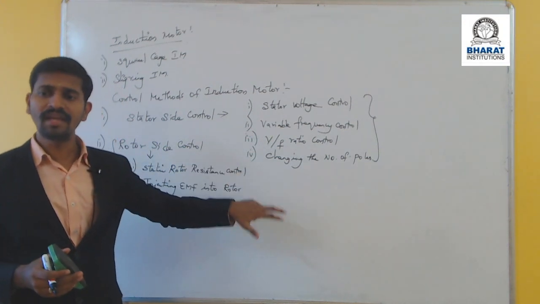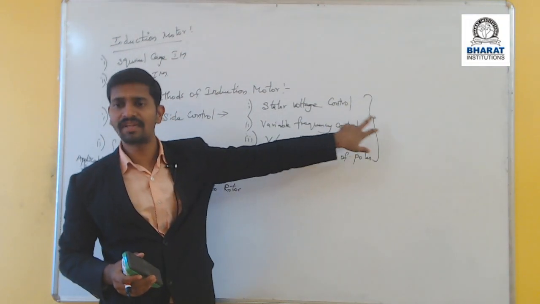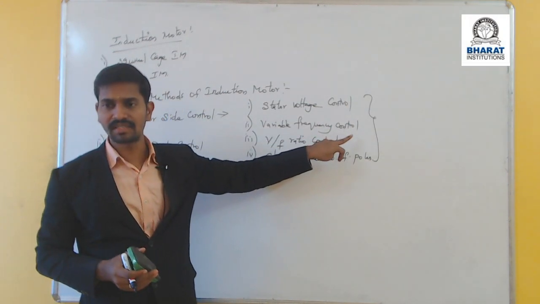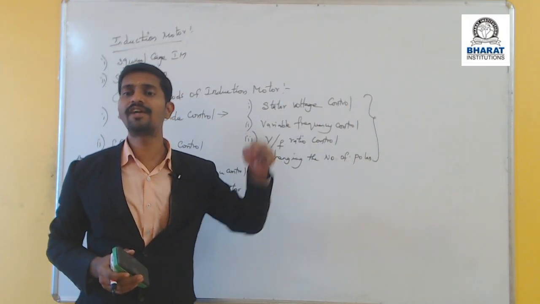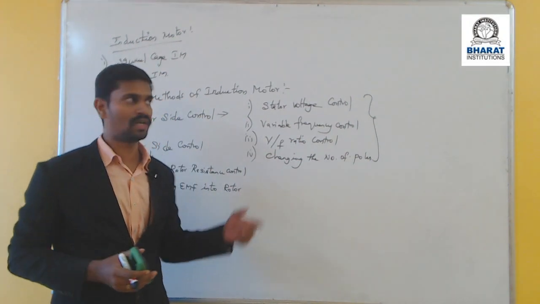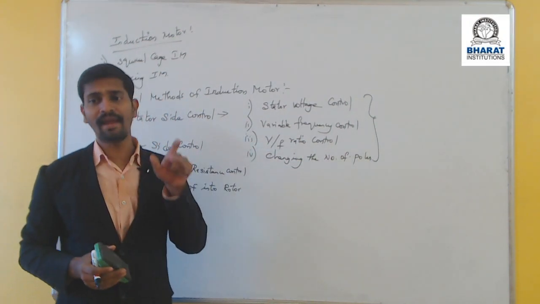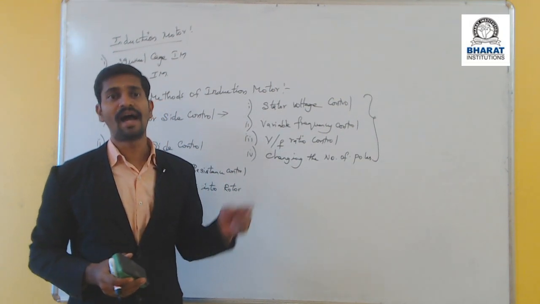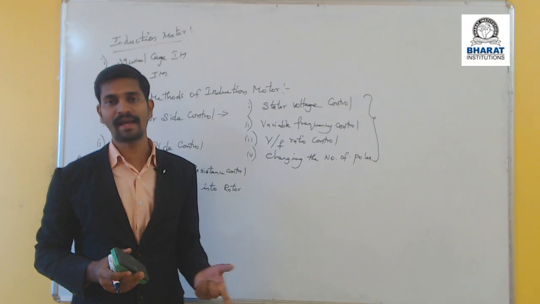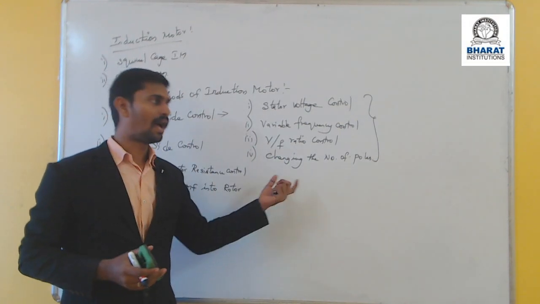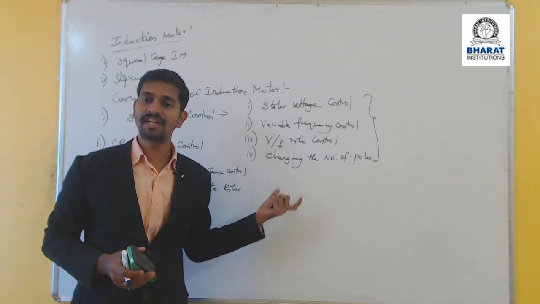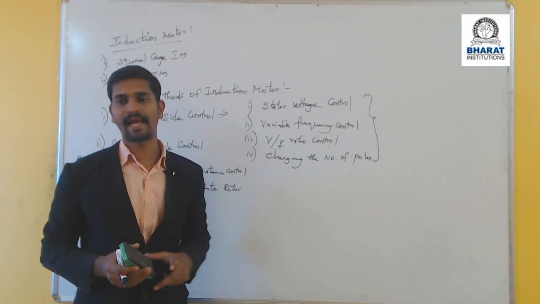Here what we are doing, by changing the stator side voltage we can control the speed of the induction motor. By changing the variable frequency, we can achieve the speed control mechanism of induction motor, and by making the V by F ratio as a constant, we fix the flux as a constant and we can achieve the speed control mechanism of induction motor. And changing the number of poles also we can achieve the speed control of the induction motor.